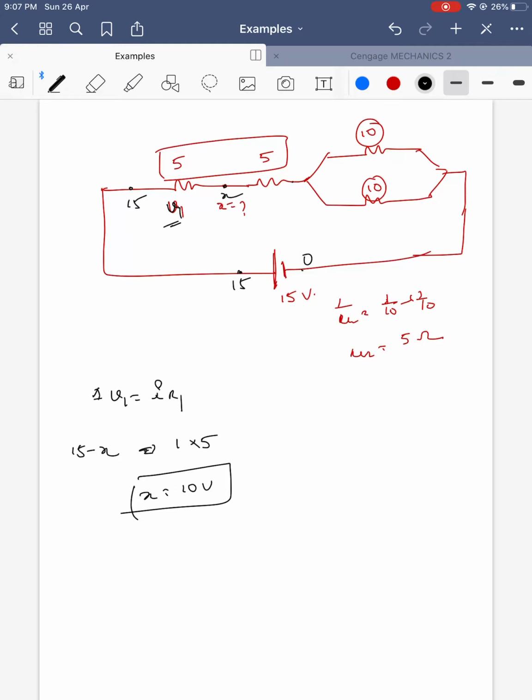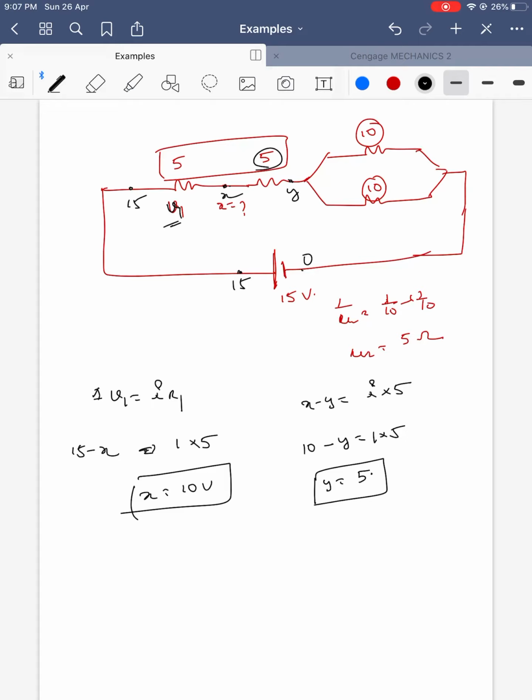What is the next resistor's potential drop? Now X is 10. Okay, next potential, if you say Y, what is the Y value? So to get the Y value, X minus Y is equal to I into R. I into how much is the value? Resistance is 5. X we already know is 10, so 10 minus Y is equal to I, which is 1, into 5. Y is equal to 5.